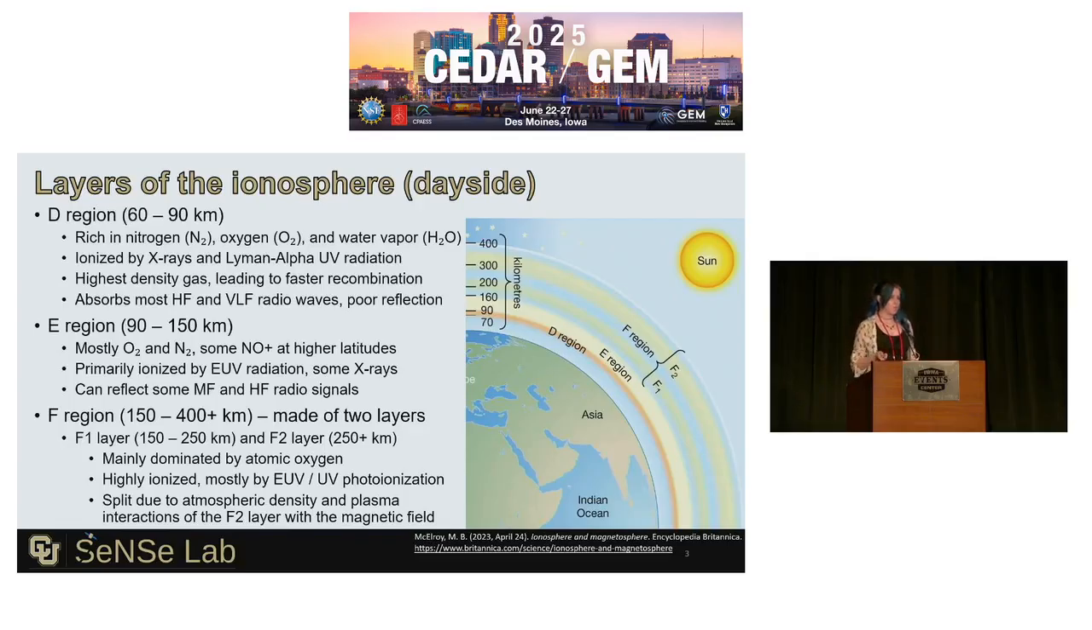These layers are mostly dominated by atomic oxygen, and they are the highest ionized layers of the ionosphere because they are at the top, so they're getting all that UV from the sun, and they are split during the daytime due to a difference in the density and the constituents to a degree, but also that F2 interacts with Earth's magnetic field and leads to a lot more dynamic interactions.